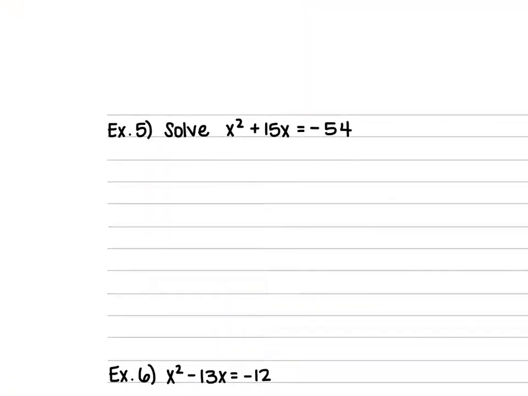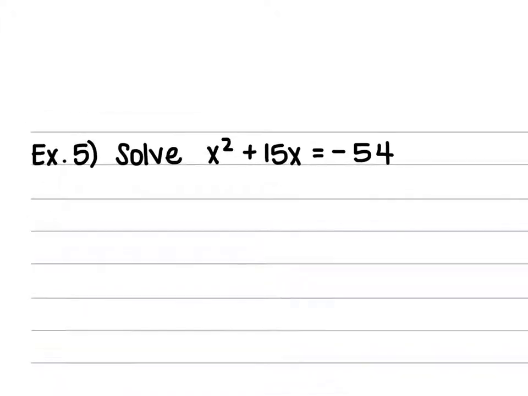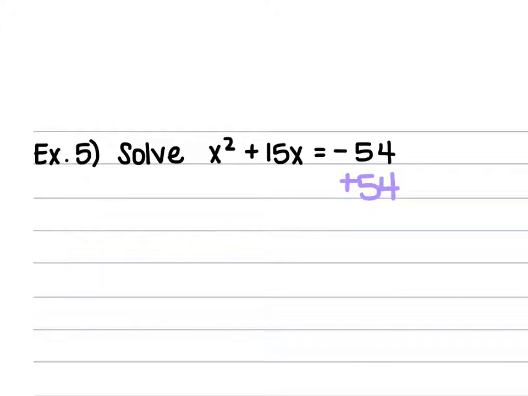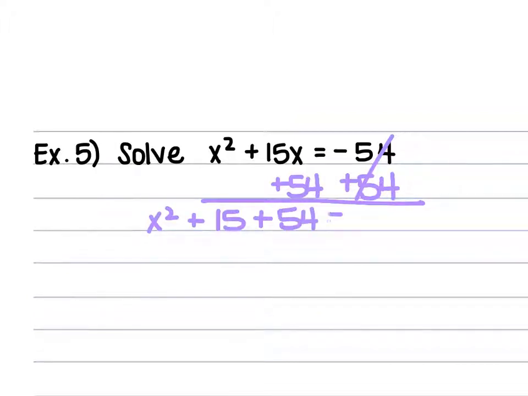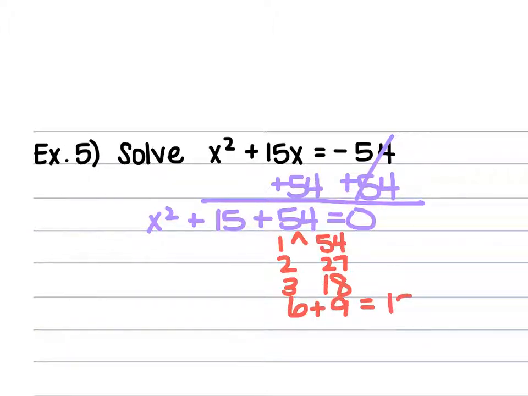If we look at example 5, we have x squared plus 15x is equal to negative 54. So we are going to move that 54 over by adding it to both sides. We're going to have x squared plus 15x plus 54 is equal to 0. So the factors of 54 that equal 15. Your factors of 54 are 1 and 54, 2 and 27, 3 and 18, 4 is not a factor. We also have 6 and 9. Well, 6 and 9 is going to give us 15 when we add them.